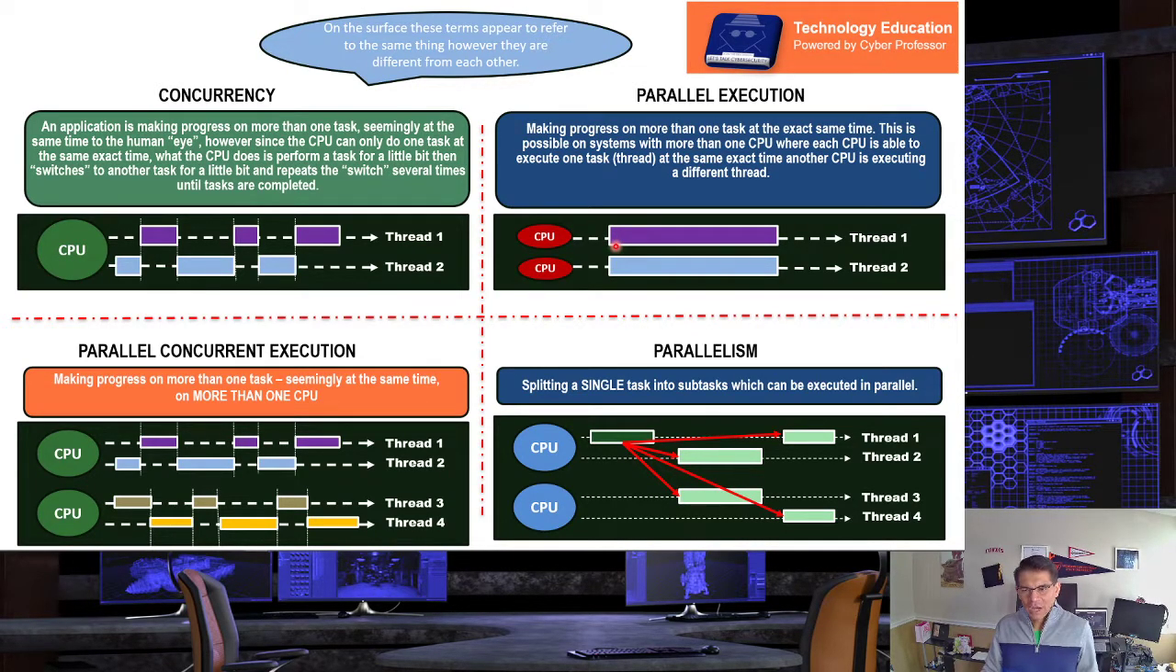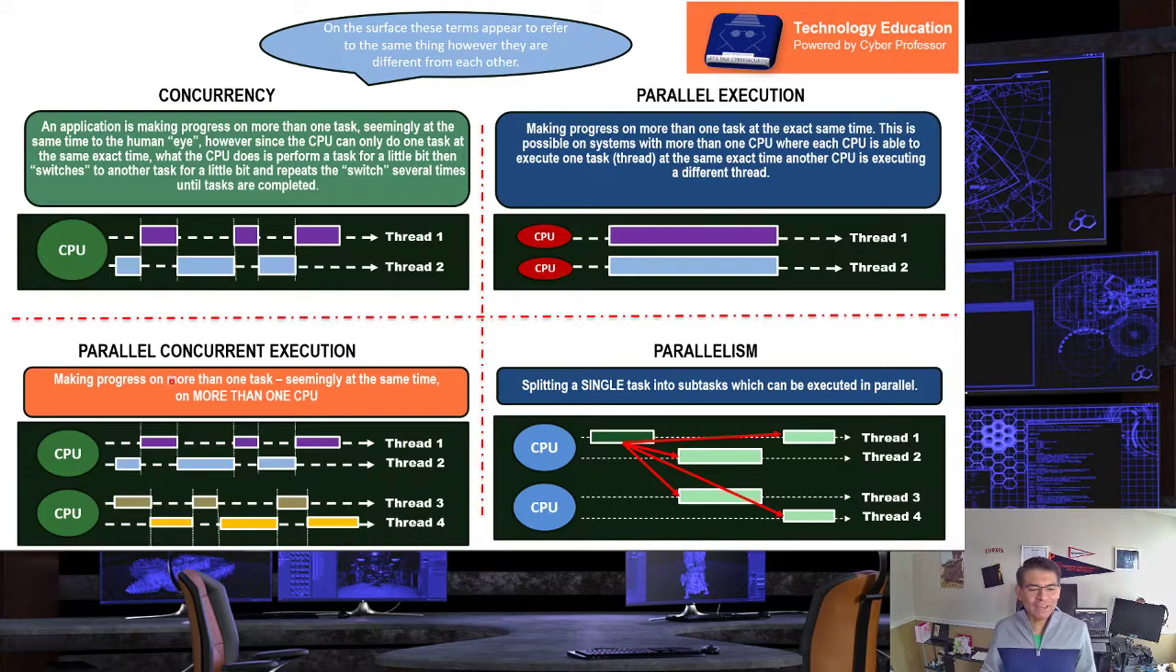So this is the difference between parallel and concurrency. Concurrency is, to the human eye, you may think that they are happening at the same time, but no. Parallel execution, yes, indeed, they are happening at the same time, thanks to the availability of two CPUs on your computer system. Now, we move to parallel concurrent execution.